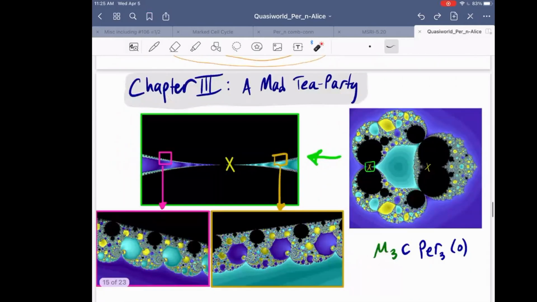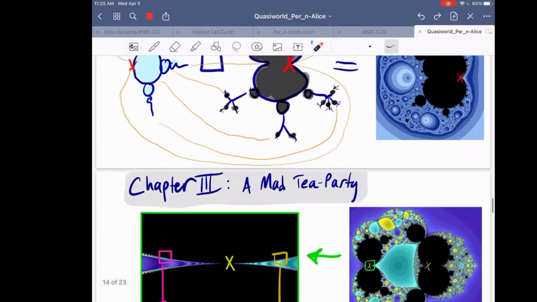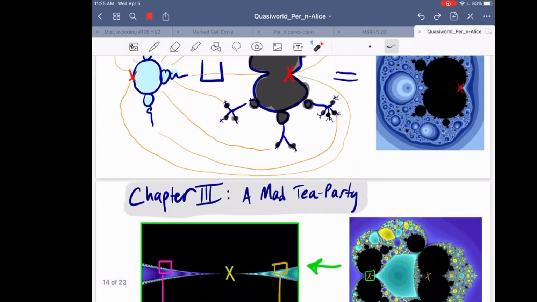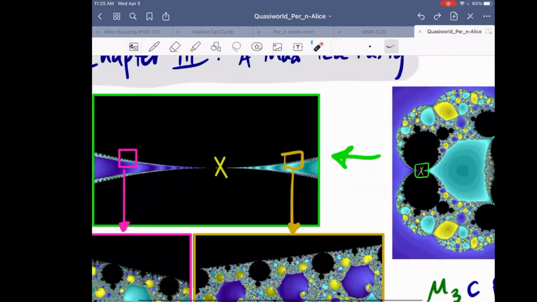Okay, so at this point, Alice has been growing steadily this whole time. She's been going into the puncture. She ate this cake. She's getting bigger and bigger and bigger. Eventually, she goes up past infinity and arises in a new variety.